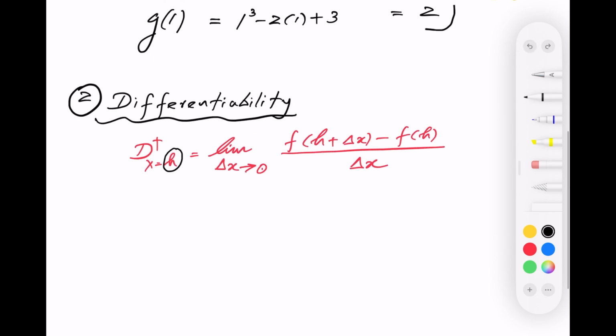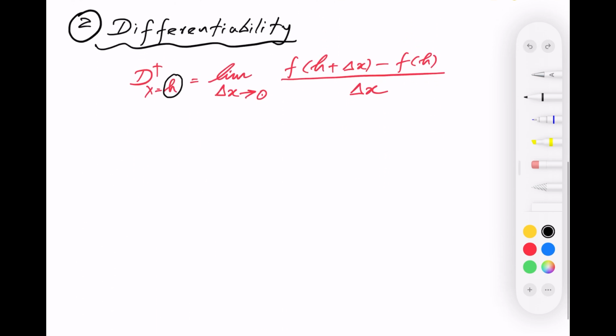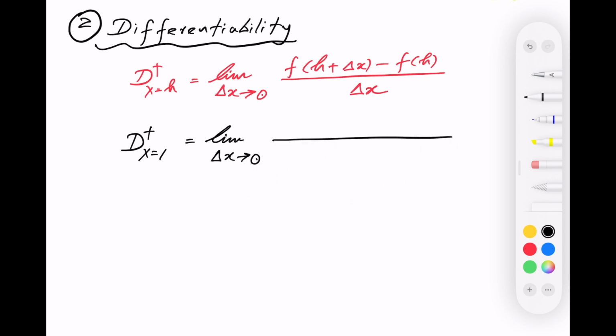Therefore, we have to do some modifications when we write down this equation for our problem. We will write it as d plus at x equals 1. I will write this as limit delta x approaches 0. On the numerator, we will have g, instead of h, it's going to be g of 1 plus delta x minus g of 1. In the denominator, we have delta x.